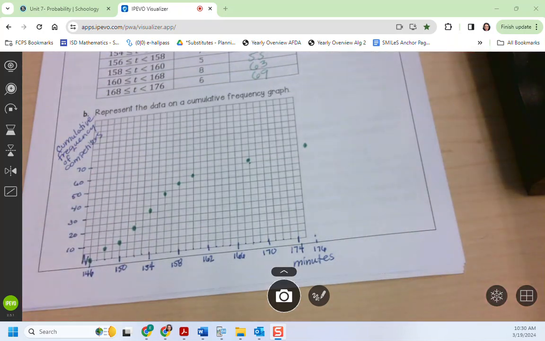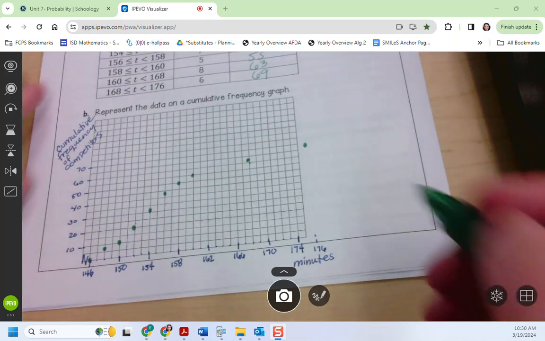All right, so mine's looking something like that. Notice that the last ones got spread out a lot more than the others. And then you're going to connect them with a smooth curve, as smooth as you can.